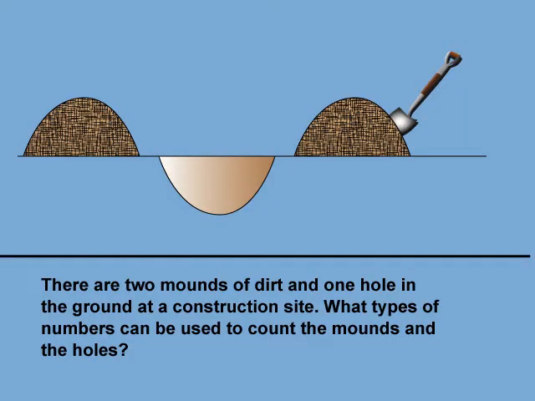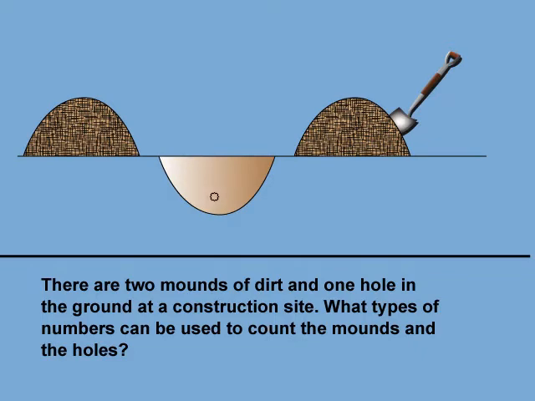There are 2 mounds of dirt and 1 hole in the ground at a construction site. What types of numbers can be used to count the mounds and the holes? We could use whole numbers to count 1, 2, 3 items, but that doesn't quite work. These 2 mounds of dirt are a different thing than this hole in the dirt. We could say there are 2 mounds of dirt and use 2 to count the mounds. But what about the hole?